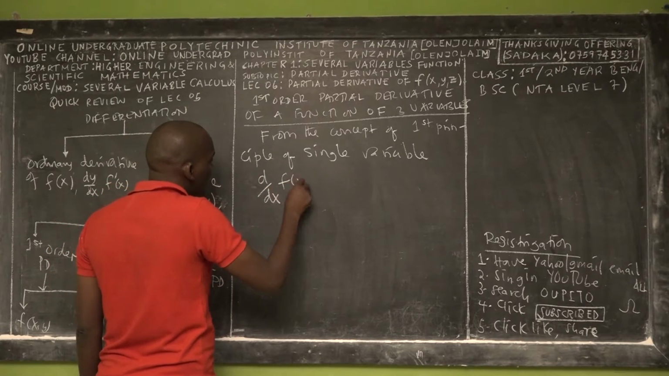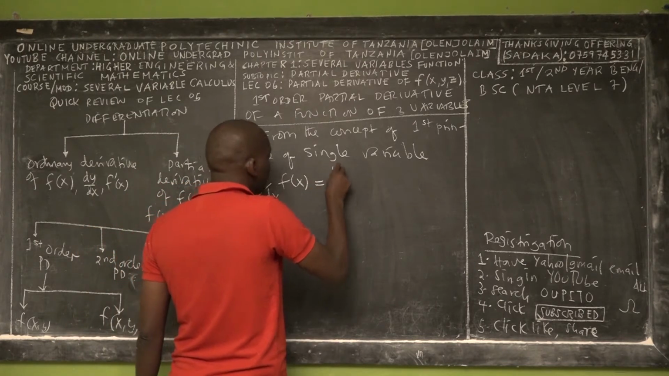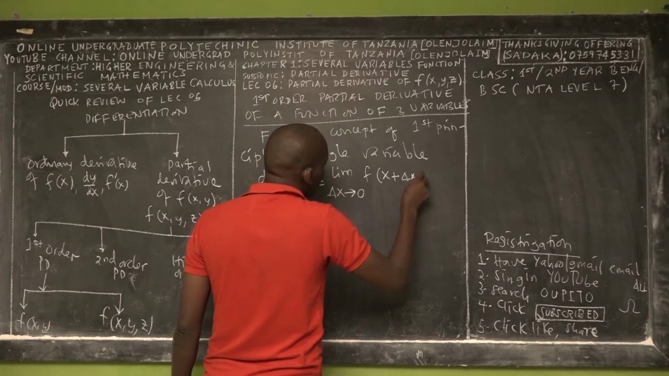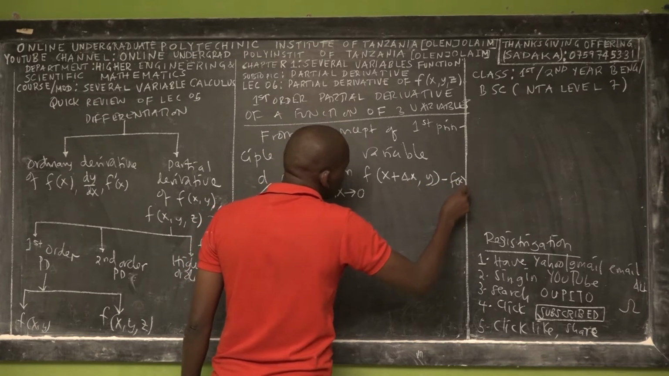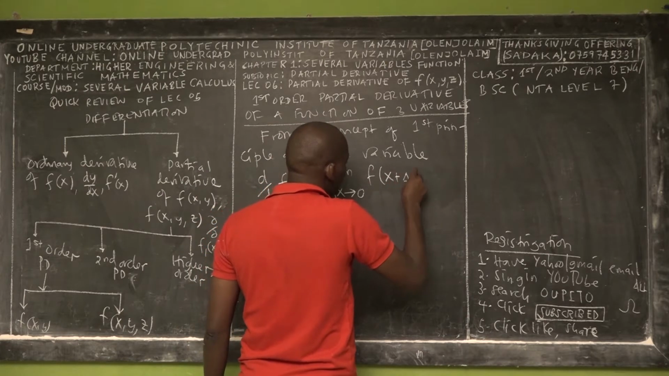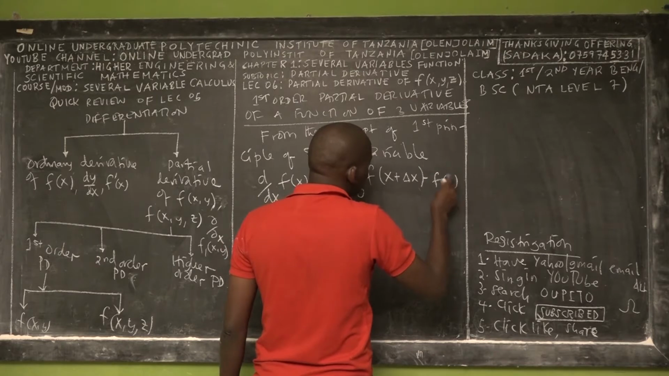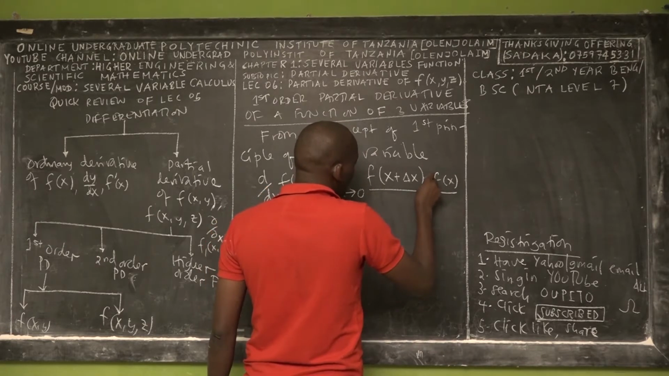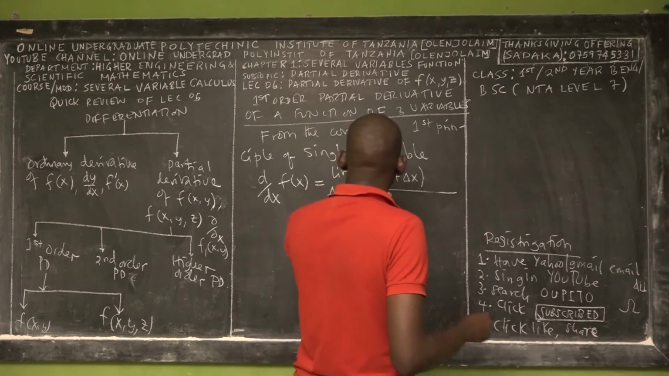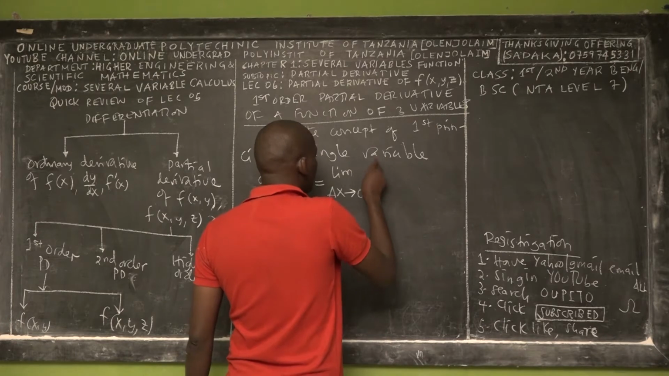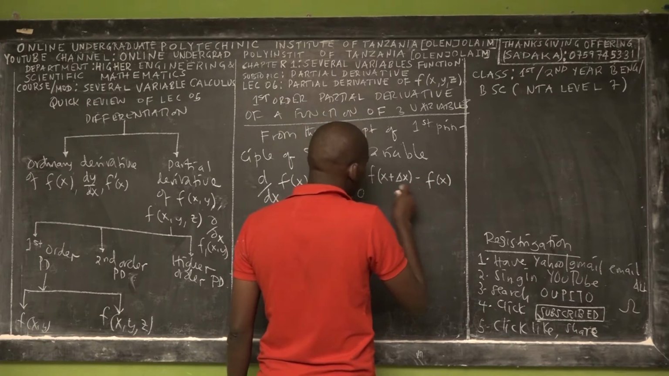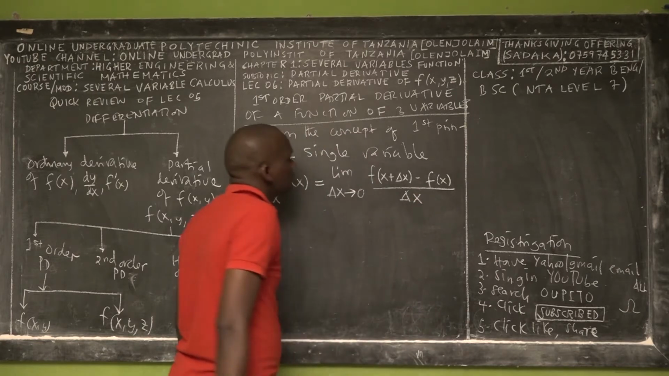We used to say that if you are looking for the derivative of any function of a single variable, f(x), this is equal to the limit as the small change in x approaches 0, of f(x plus small change in x) minus f(x), over the small change in x.